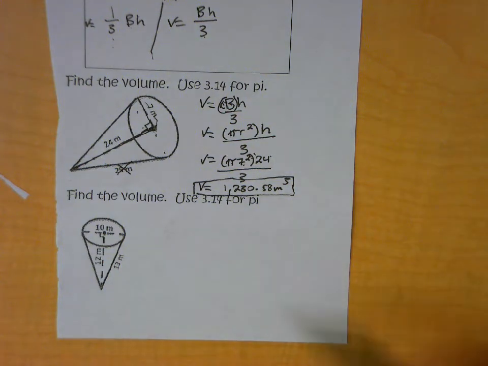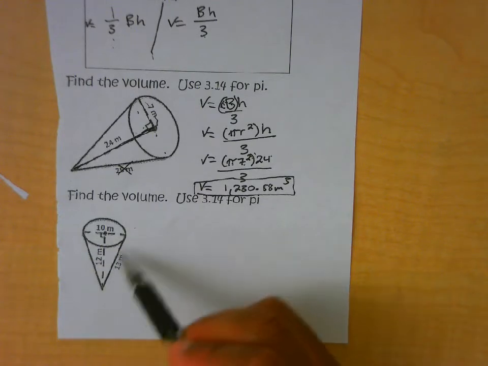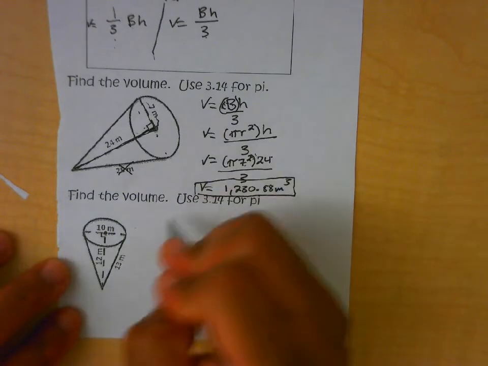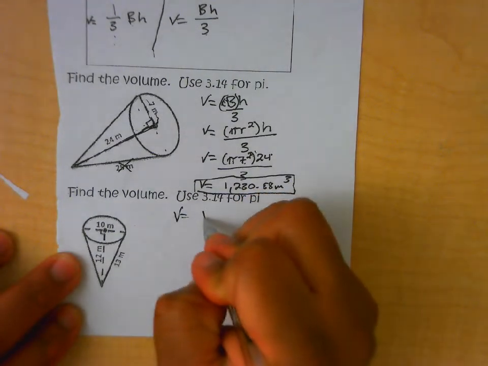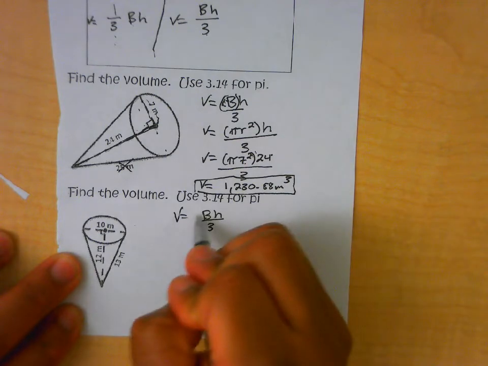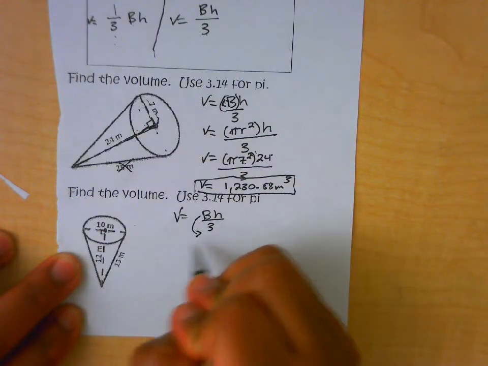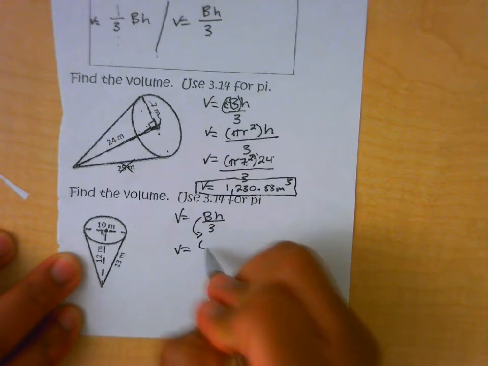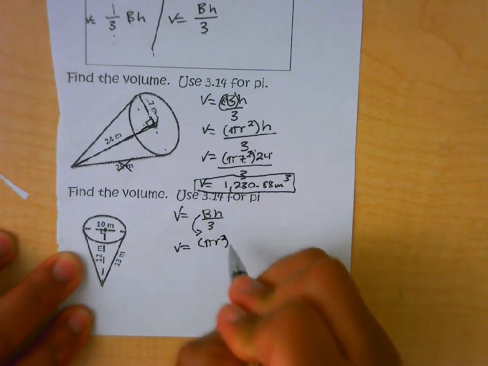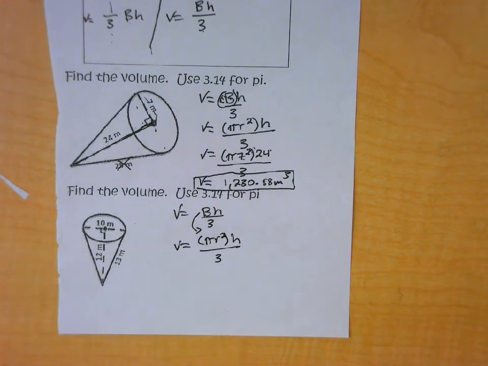Okay, so let's do the next one. It says find the volume. So we have a cone, which is a circle with a triangular looking base. So we do volume equals area of the base times height divided by 3. The area of the base, they're asking us really for area of a circle. So volume equals pi radius squared, which is the formula for area of a circle, times the height, and then we divide the whole thing by 3.